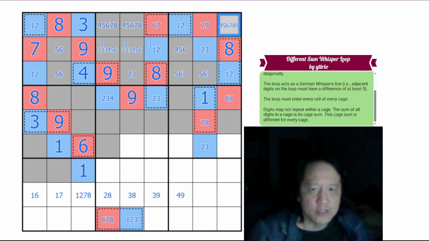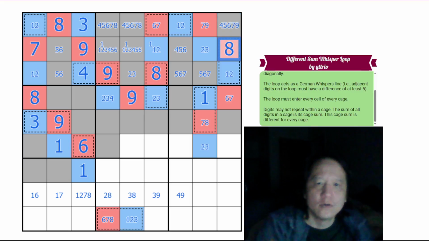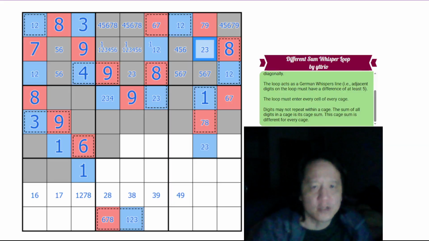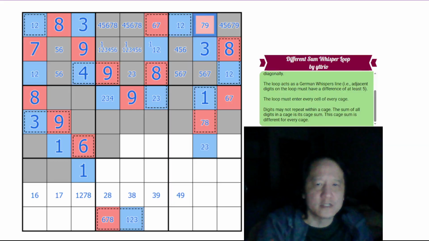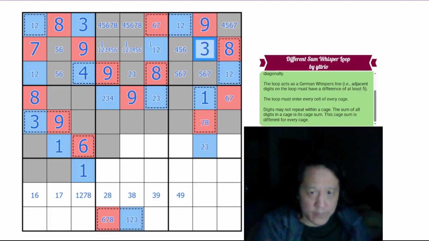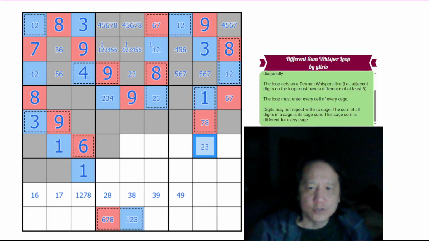This is 8, which eliminates 8 here. This can't be 1 or 2 because of the 1, 2 pairs in the box, so this has to be 3. Since this is 3, it's only next to 8 or 9 on a Whisper 5 line. So this is 9, which eliminates 9 here. 3 eliminates 3 here, so this is 2.